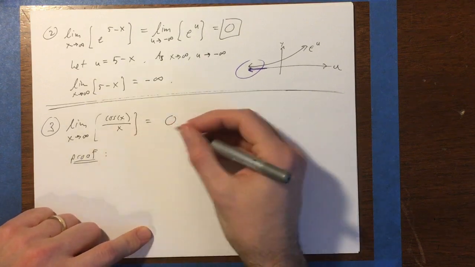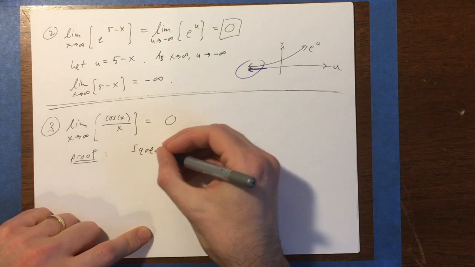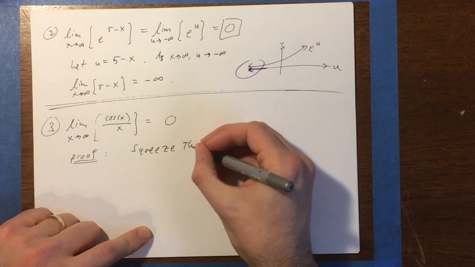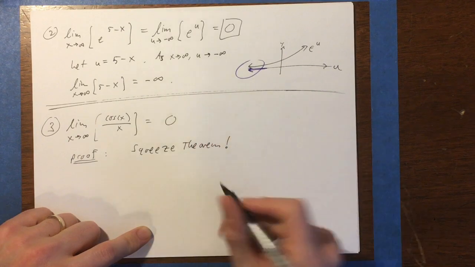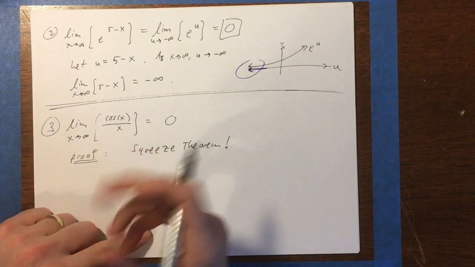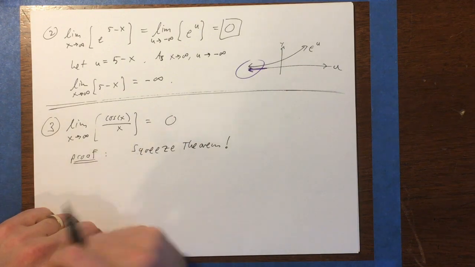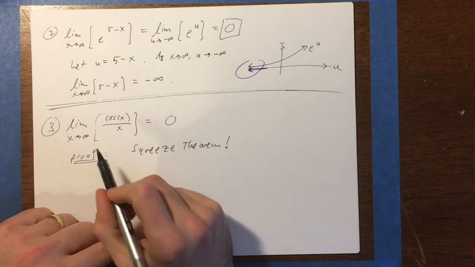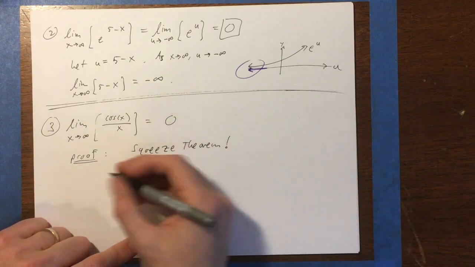The proof uses our friend, the Squeeze Theorem. At least one proof does. There's another way to prove this, which we'll learn very soon when we get to L'Hopital's rule. You can apply that here. But you can also prove this with the Squeeze Theorem. So here's how you prove it with the Squeeze Theorem.